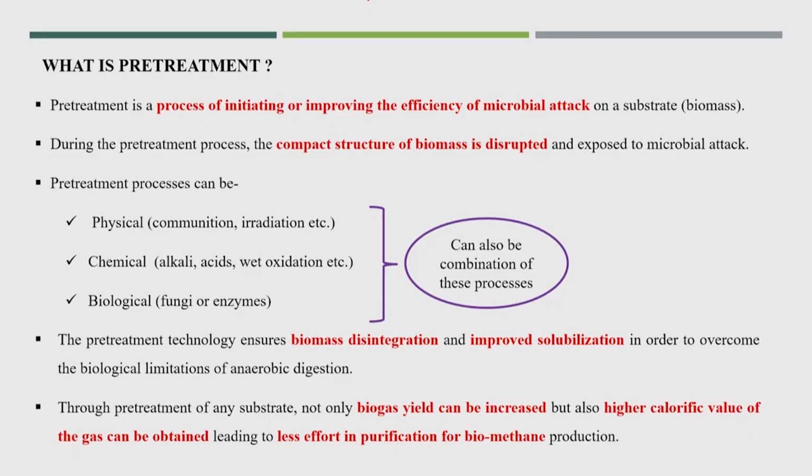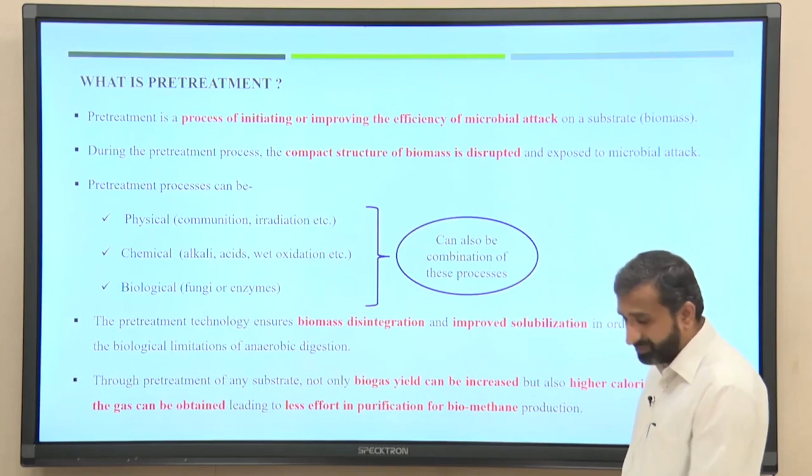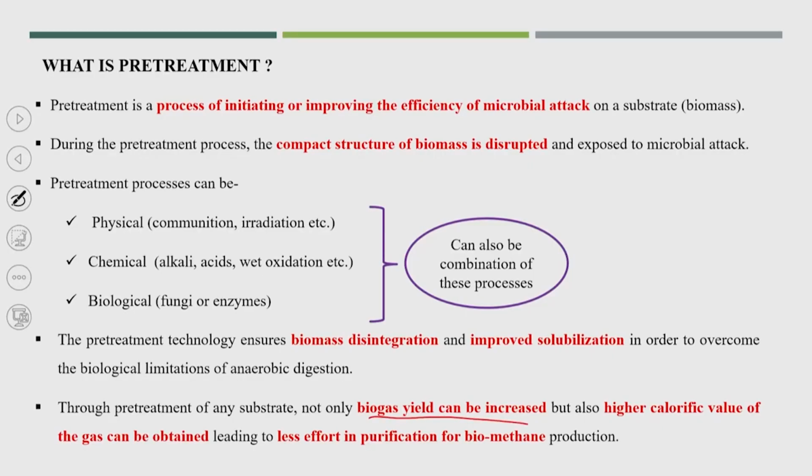Through pretreatment of any substrate, not only can biogas yield be increased, but a higher calorific value of gas can also be obtained, leading to less effort in the purification of biomethane. This is another very important benefit of the pretreatment process. Not only will it increase the biogas yield, it will reduce the degradation period, which means your HRT will be lowered by having a proper pretreatment process, and also give a highly calorific value of the gas.